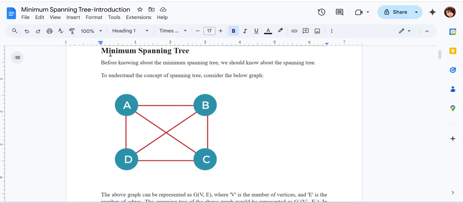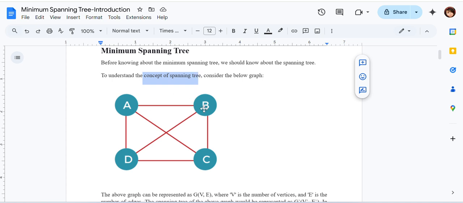Before starting with minimum, we need to understand a keyword called a spanning tree. Once we understand the concept of a spanning tree, then we'll see how to minimize and what we have to minimize so that it becomes a minimum spanning tree. So let's start with the concept of a spanning tree.